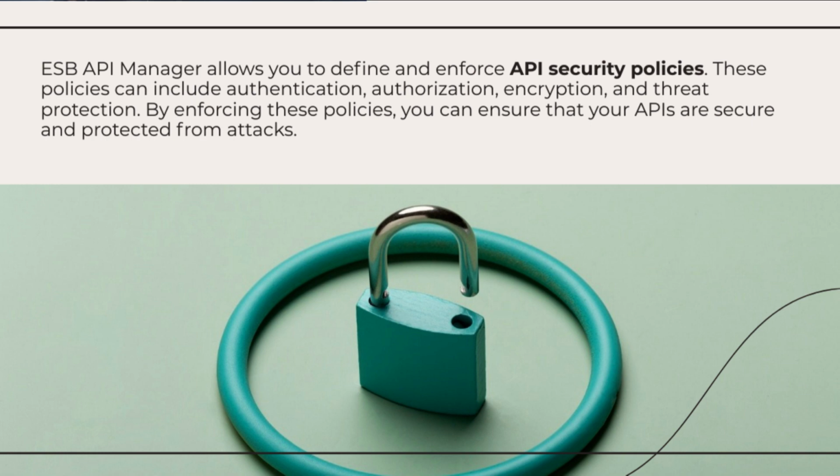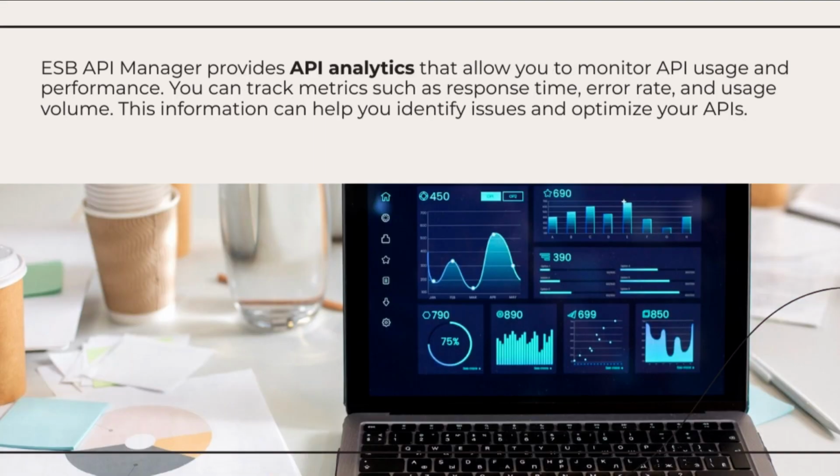5. Threat monitoring and logging. ESB API Manager offers monitoring and logging capabilities to detect and respond to security threats effectively. It records API transactions, error logs, and security events, allowing for real-time monitoring and analysis. By analyzing logs and security alerts, you can identify potential security breaches, unusual behavior, or suspicious activities, enabling prompt action to mitigate risks.